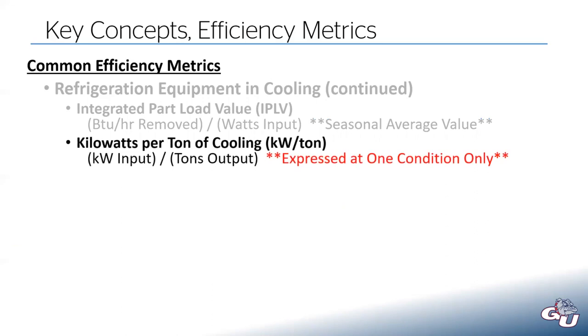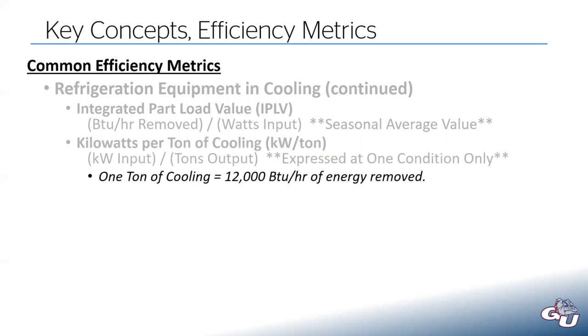And then we get kind of an oddball one, which is kilowatts per ton of cooling. So that's units of kW input divided by tons of output, which is expressed at just one testing condition. Quick aside, a ton of cooling doesn't have anything to do with weight. 1 ton of cooling is 12,000 BTUs per hour of energy removed.